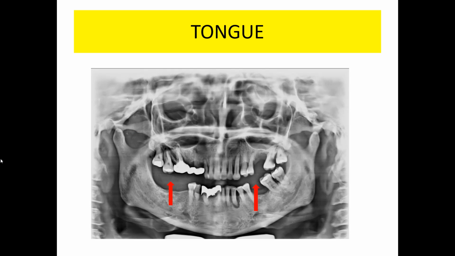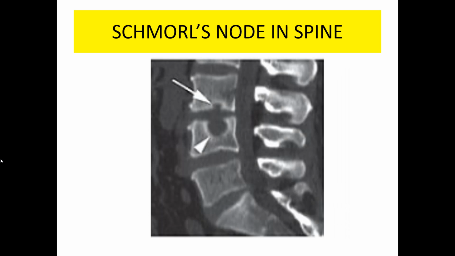Now here you can appreciate the tongue shadow which is slightly radiopaque in between the maxillary and mandibular teeth. It becomes more pronounced if the tip of the tongue is not in contact with the palate as advised during OPG shooting. A disc node is an upward and downward protrusion, that is, a pushing in of spinal disc soft tissue into the adjacent vertebra. It is common due to degeneration of the aging spine.